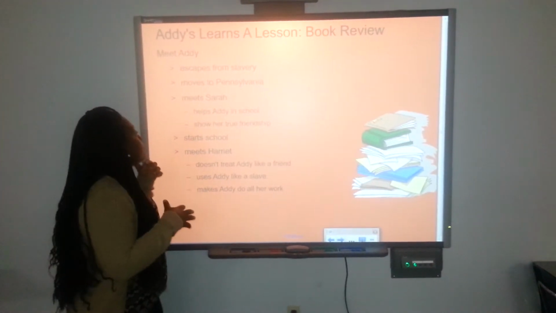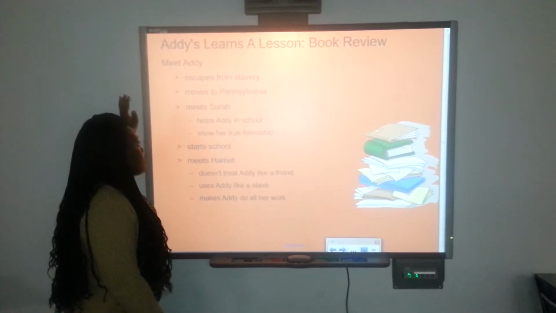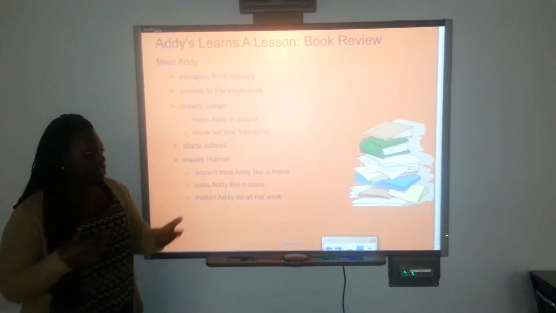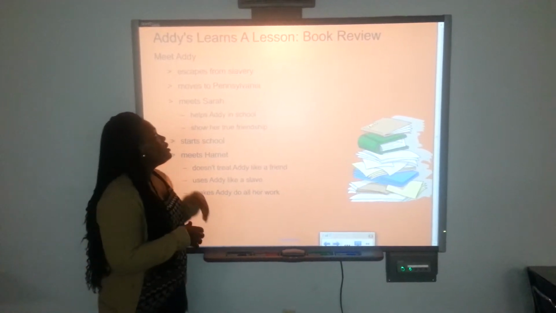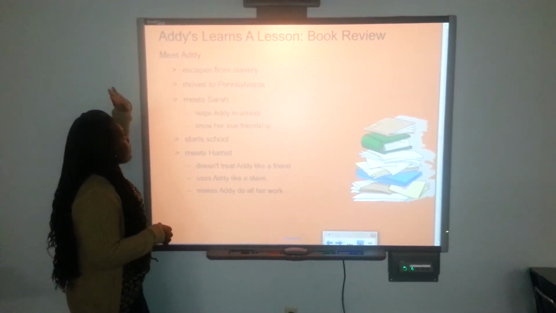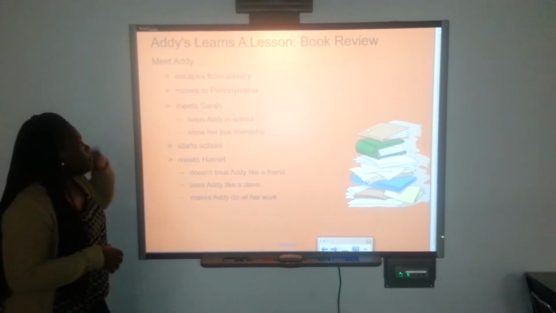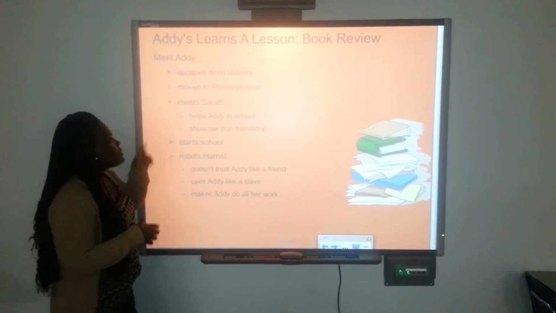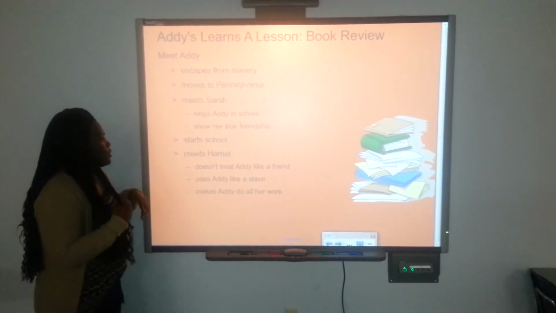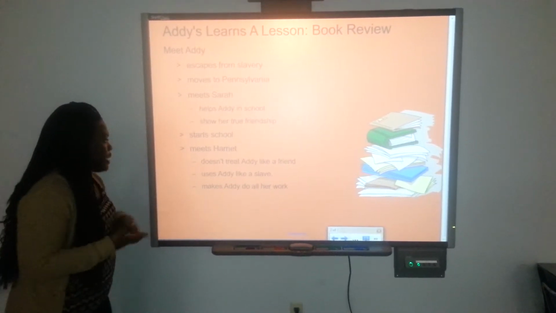Okay, following along with the lesson, we will discuss basically what we went over yesterday and finish up chapters 4 and 5. So what we know from yesterday is Eddie is an escaped slave. She moved to Pennsylvania. She meets a girl named Sarah. Sarah helps Eddie in school. She shows her true friendship, and she starts school. So all that ties into the first couple of chapters.